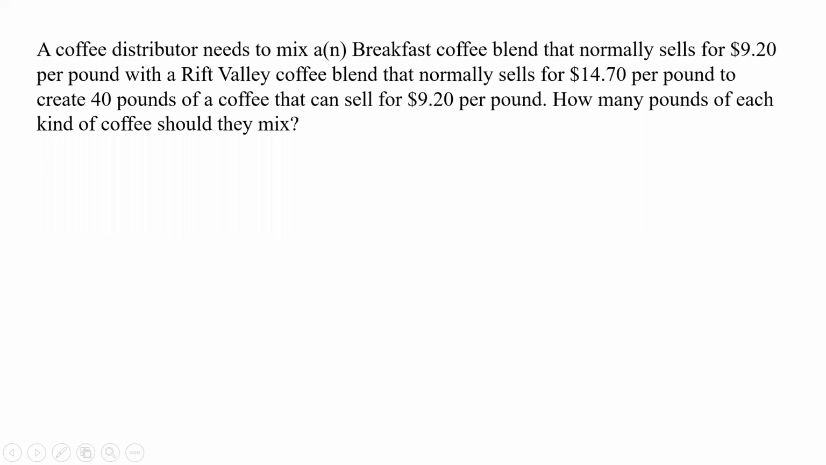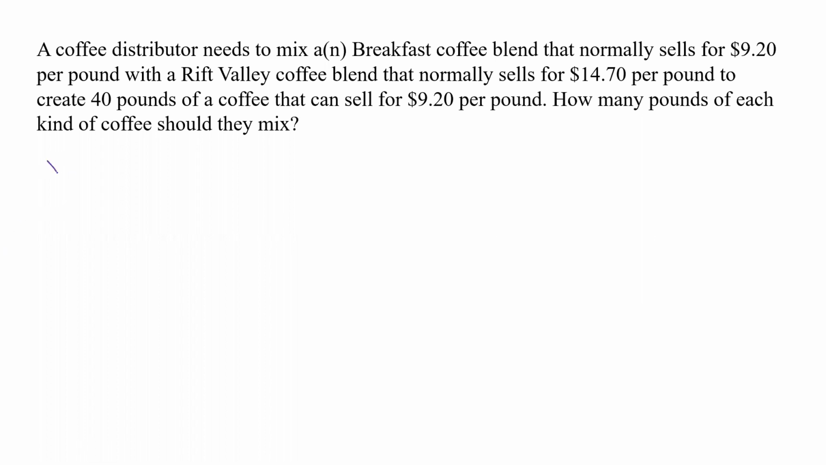All right, so we'll do one last one here. A coffee distributor needs to mix a breakfast blend that normally sells for $9.20 per pound with a Rift Valley coffee blend that normally sells for $14.70 per pound to create 40 pounds of a coffee that sells for $9.20 per pound. How many pounds of each kind of coffee should they mix?